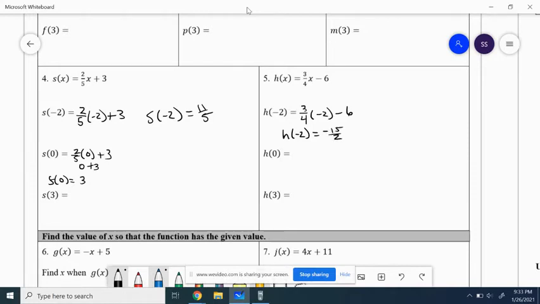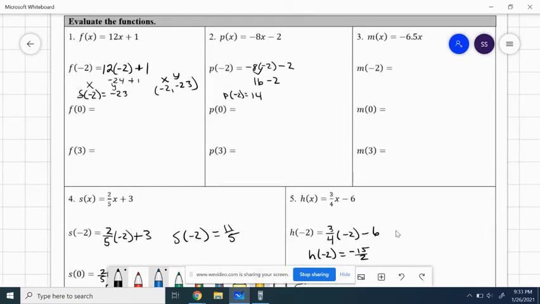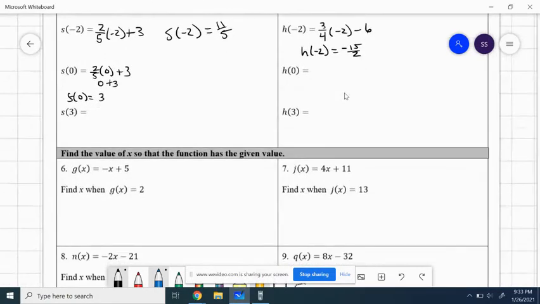-15/2. All right, so most of the heavy lifting here, guys, is done with your calculator. As long as you can set it up, the math is all done by the calculator. All these problems, there's 3 in each of these, so all these 15 problems, you're just entering in the value for x.